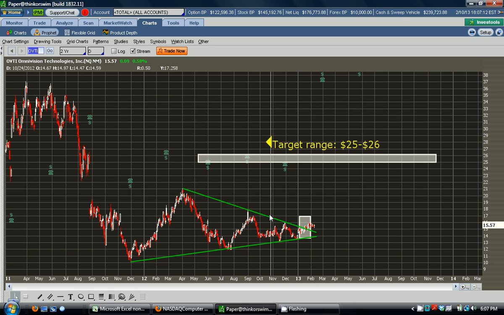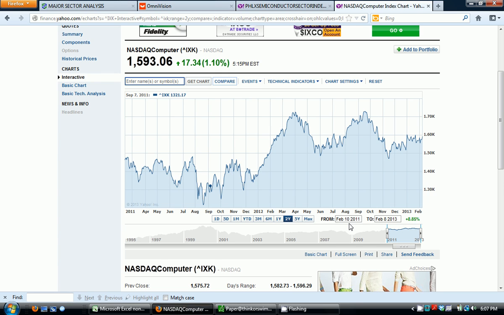If I bring it up on Yahoo Finance, you pretty much see that the computer index essentially topped out back in September of 2012. And since then, it almost looks like it's going to break the lows. If you just look right here, draw a mental trend line, you can see that even some trend lines are being broken right now. So it's really a struggling sector.